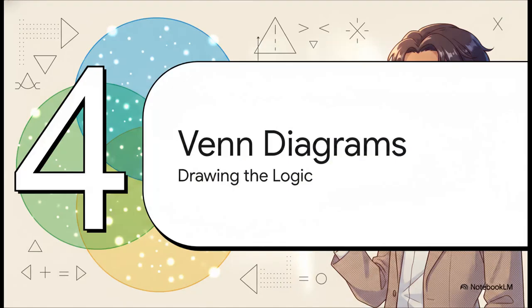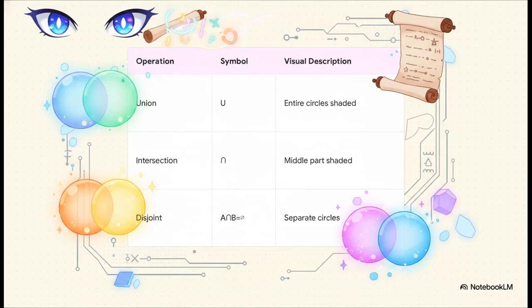Section 4. Visualizing with Venn diagrams, drawing the logic. Consider this concept your ultimate exam cheat sheet. John then gave us a brilliant way to map relationships between sets, translating visual shading directly into mathematical operations.